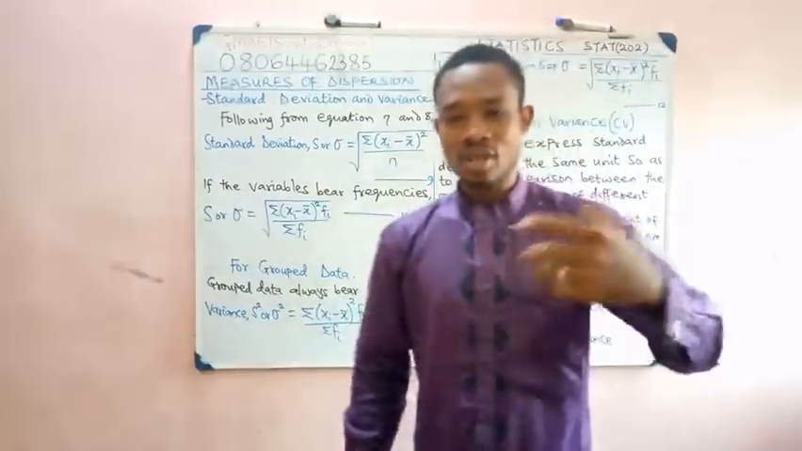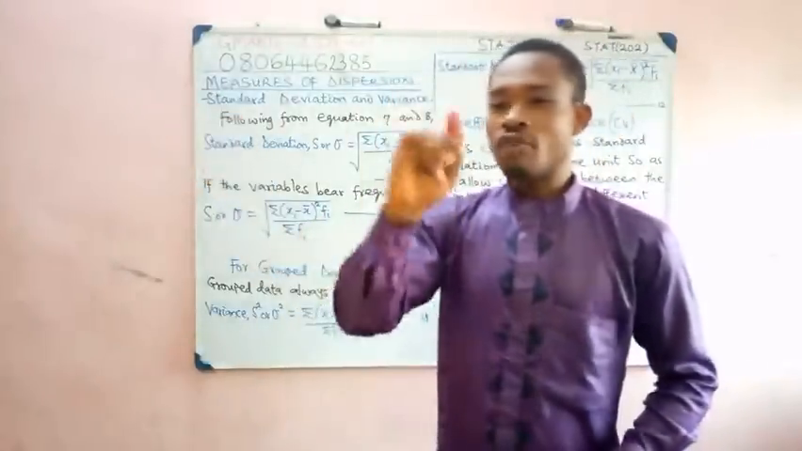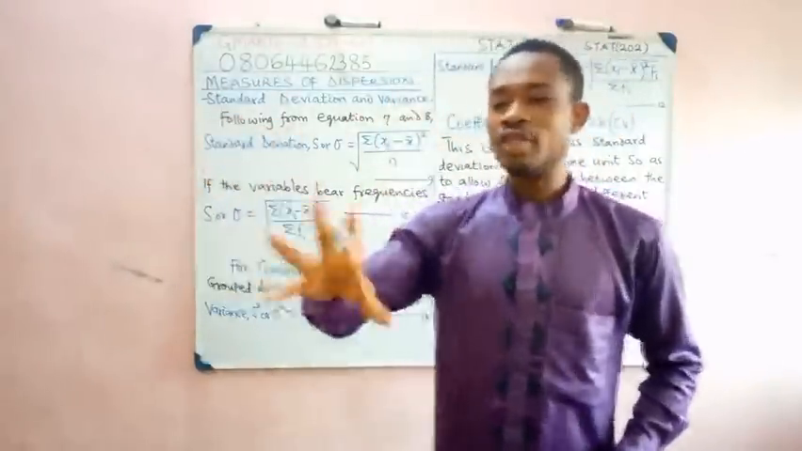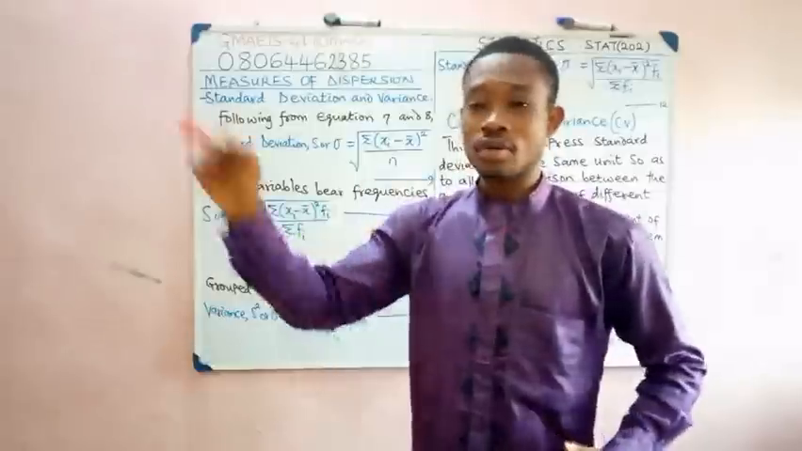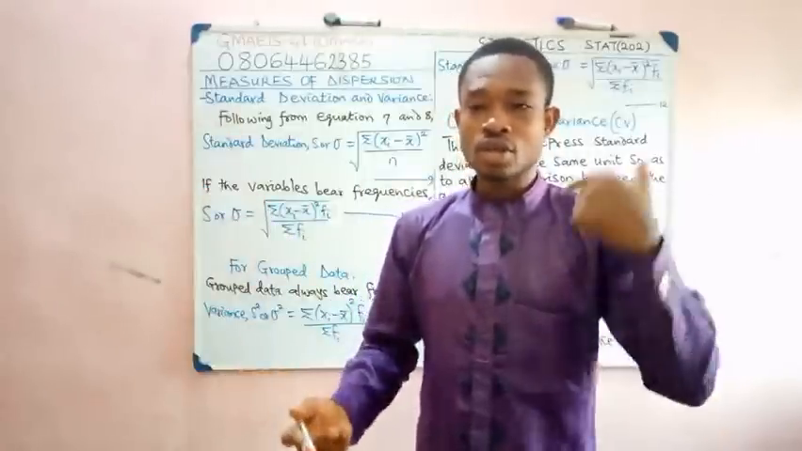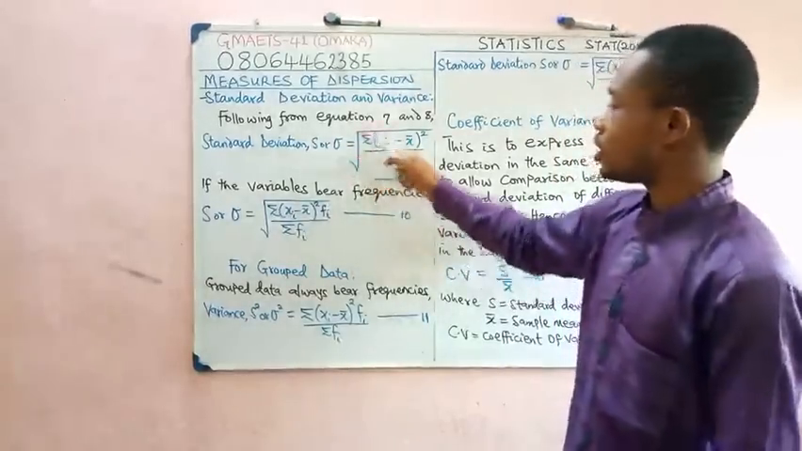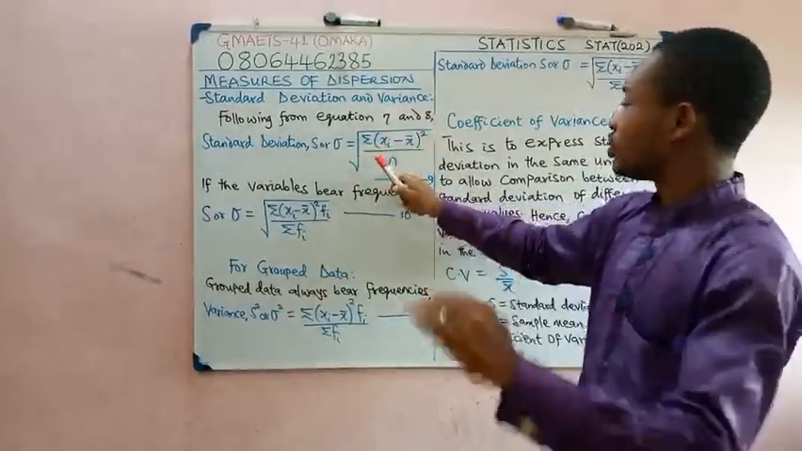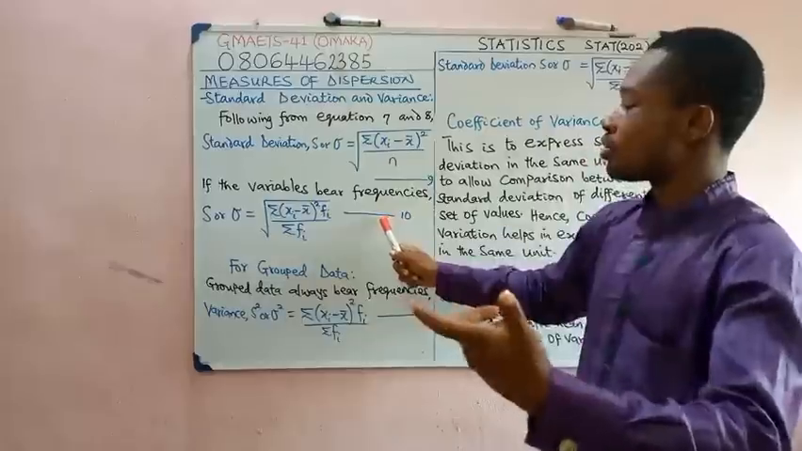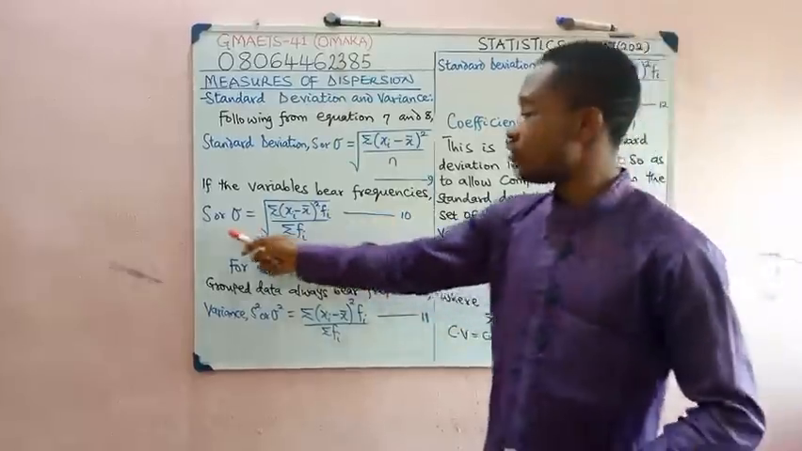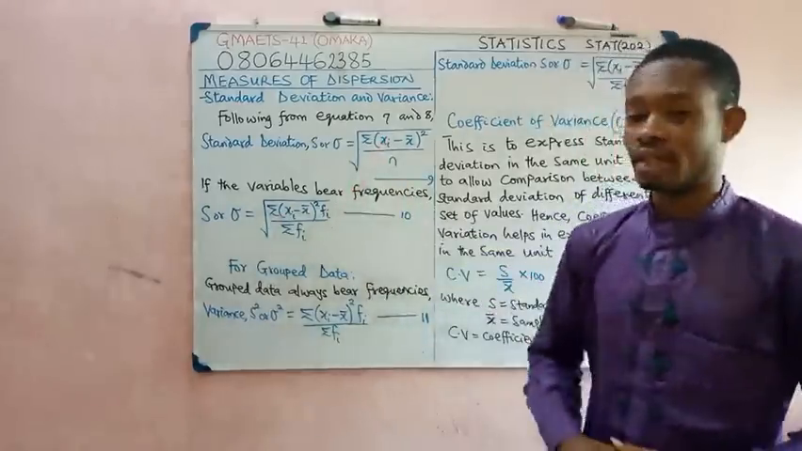Recall that by definition, standard deviation is the square root of the average of the sum of the squares of the deviations from their means. So all we need to do is simply take the square root of variance in each case. You go to equation 7, take its square root, you get standard deviation, for a situation where the ungrouped distribution does not bear frequencies. Then go to equation 8, take the square root of the variance there, and you get the standard deviation for a case where the variables bear frequencies. And that's the formula that we have here on the board.